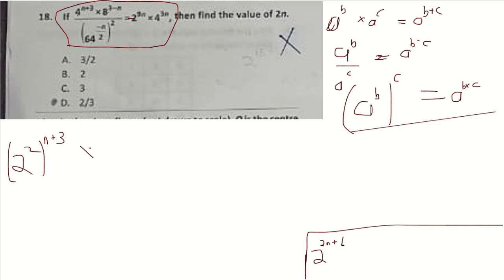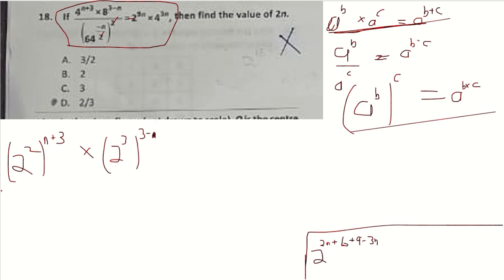Now multiplied by, we have 8, which is 2 power 3, power 3 minus n. Now 3 into 3 minus n is 9 minus 3n. And because we are multiplying with the same base, using the first identity, this will go in the addition. So 9 minus 3n will come in the addition here. Plus 9 minus 3n. Now divide by 64 power n minus n by 2, power 2. Minus n by 2 into 2, the 2s cancel, this will become 64 power minus n.